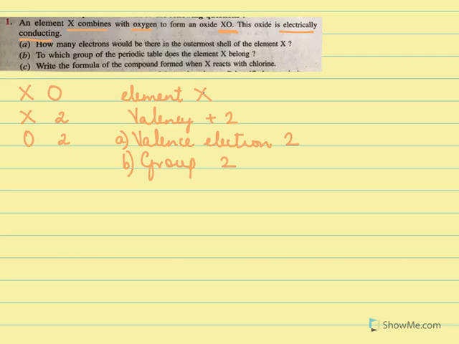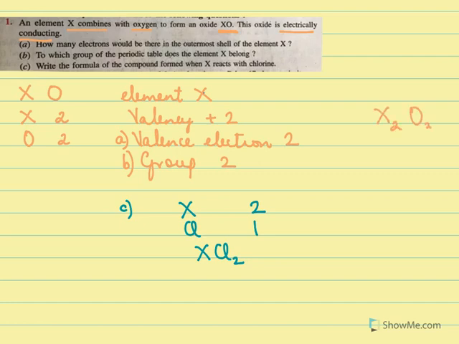C, write the formula of X with chlorine. So for C, now we know X is 2, chlorine is 1. So it will be XCl2, that will be its chloride. So hope you have understood.